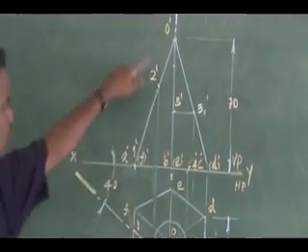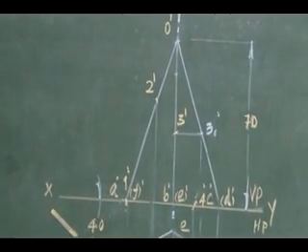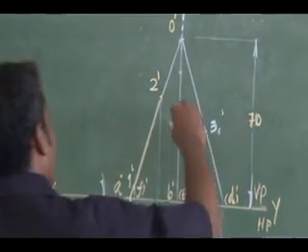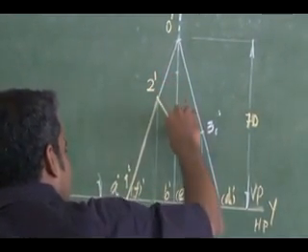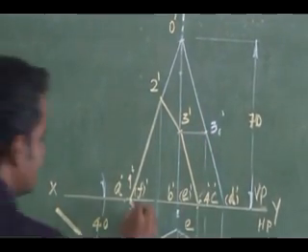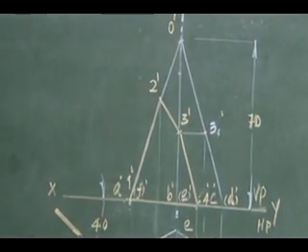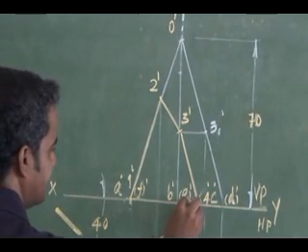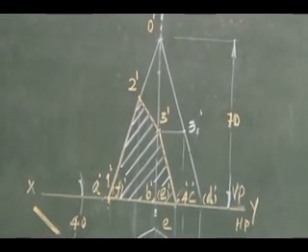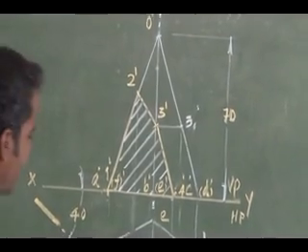Now my actual cutting points are 1, 2, 3 and 4. You join them in a sequence. So 1, 2 is this, then 2 to 3, then 3 to 4. Right. This is my section. So I have to hatch it. You hatch this. That is the sectional front view. See here.